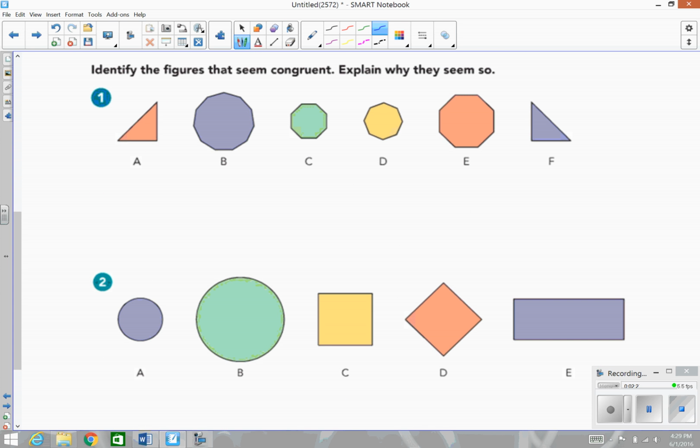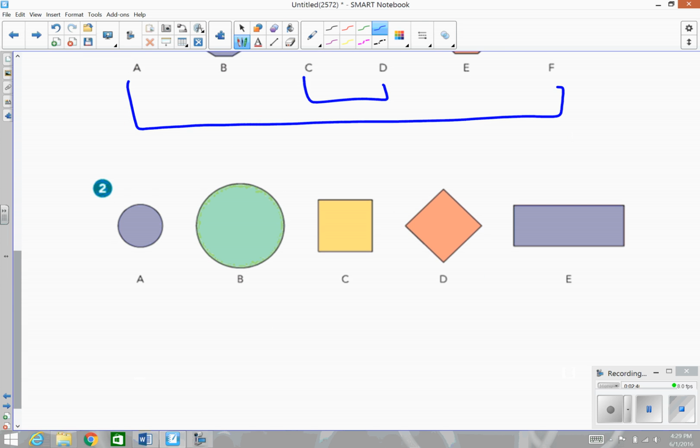Give these practice problems a try, pause, and come back. Okay, hopefully these were pretty easy. We should be matching C with D and then A with F. Same shape, same size. They don't have to be facing the same direction. And then for number 2 here, C and D are the same shape, same size, again, although they're not facing the same direction. Correct your papers and then flip the page.